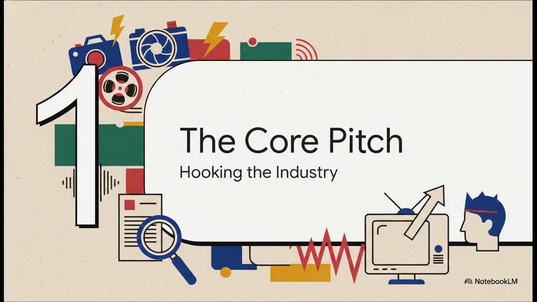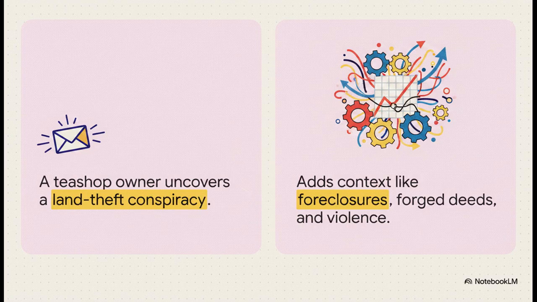Section 1. The core pitch. Hooking the industry. Okay, so if you're pitching on a major industry platform like the Blacklist, you know they demand really specific, strict formats. You've got to start with a punchy one-sentence logline. Hers is, when a beloved Queens Village banker is murdered and staged as a suicide, a tea shop owner uncovers a century-old land theft conspiracy. Bam! It's clean, it's fast, and it gives us the inciting incident and our protagonist right off the bat.